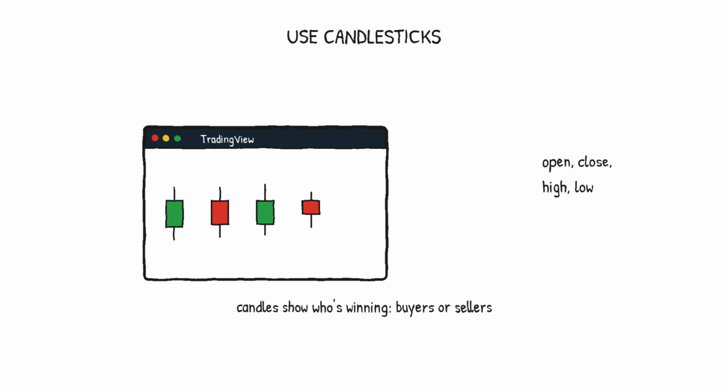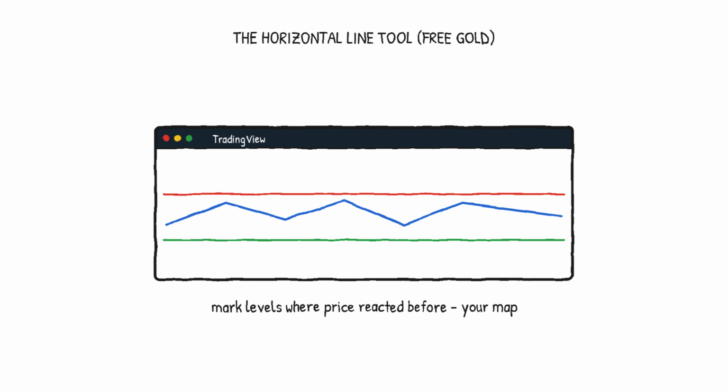Now, switch your chart to candlesticks if it isn't already. That's the chart type button. Candles show you the open, the close, the high, and the low for each period, which is everything you need to read who's winning, buyers or sellers. Here's a TradingView feature that's gold for beginners and free. It's called the horizontal line tool. Use it to mark levels where price reacted before, a spot where it bounced off or got rejected from. These levels are your map.